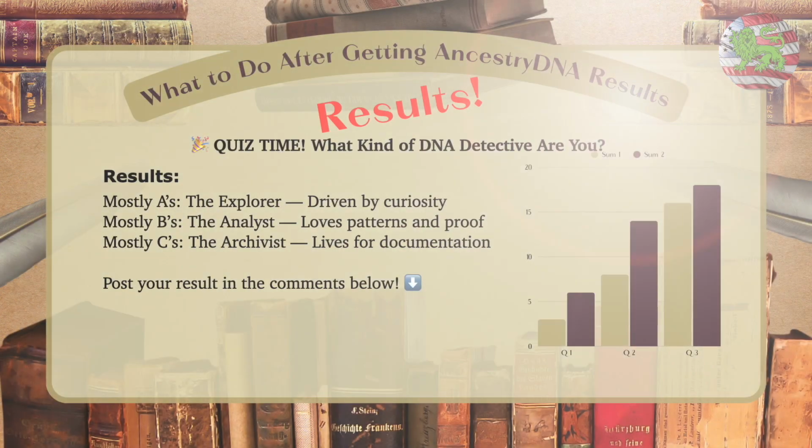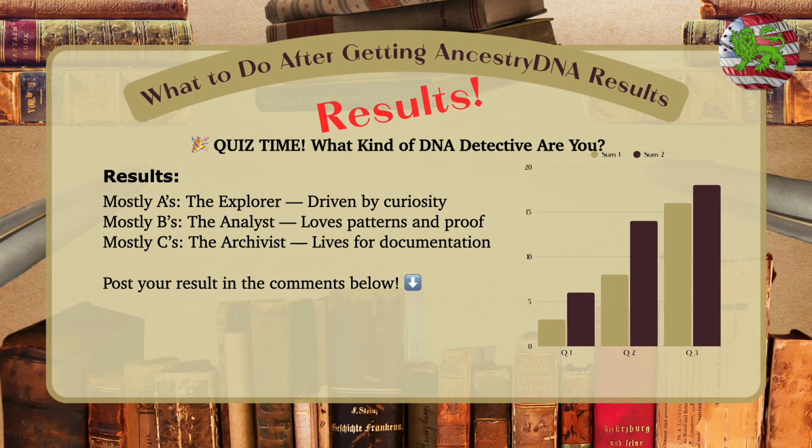Okay, here are the results aggregated for you. If you are mostly A's, you are the explorer, driven by curiosity. Great. Mostly B's, you are the analyst. You love patterns and proof. Mostly C's, you are the archivist. You live for documentation. Okay, which one are you? Comment down below. I absolutely love this.